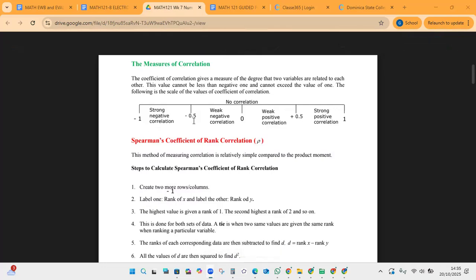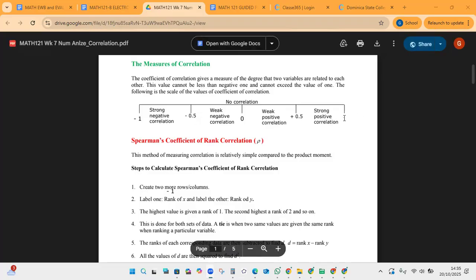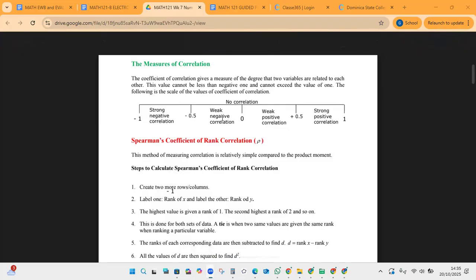Between -1 and -0.5, you have a strong negative. By the way, -1 is a perfect negative, and a positive one is a perfect positive. So you have strong negative, and then you have weak negative between -0.5 and 0. You have weak positive between 0 and 0.5, and you have strong positive between 0.5 and 1.